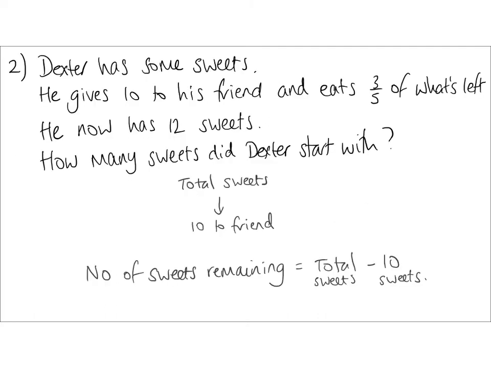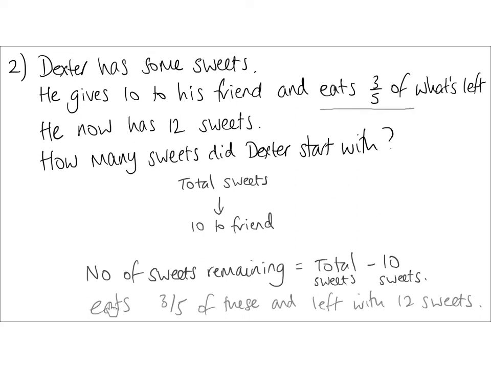And finally, Dexter has some sweets. He gives 10 to his friend and eats 3/5 of what's left. He now has 12 sweets. How many sweets did Dexter start with? So total sweets, he gave 10 away. So the number of sweets remaining is the total sweets he started with, take away his 10 sweets that he gave away. And then he eats 3/5 of them, and he's left with 12 sweets.